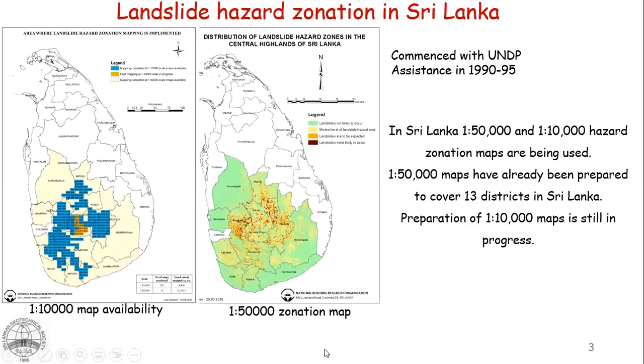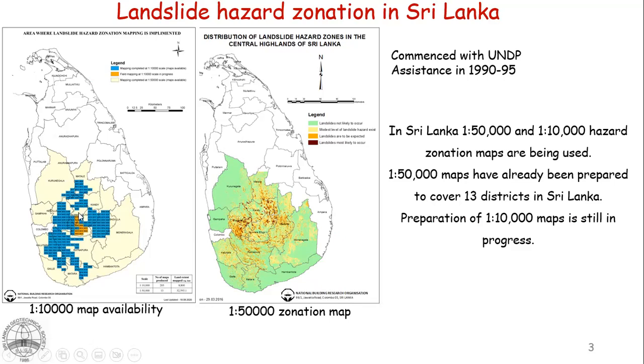Coming to the landslide hazard zonation in Sri Lanka, this is a project which started with UNDP assistance in 1990. It went on with their assistance up to 1995. Thereafter, the Sri Lankan government has taken over. Maps at 1 to 50,000 and 1 to 10,000 scales were developed to cover the 13 critical districts in Sri Lanka. The 1 to 50,000 maps are completed now, but the preparation of the 1 to 10,000 maps is still in progress. So you can see the critical districts where there is more susceptibility to landslides.